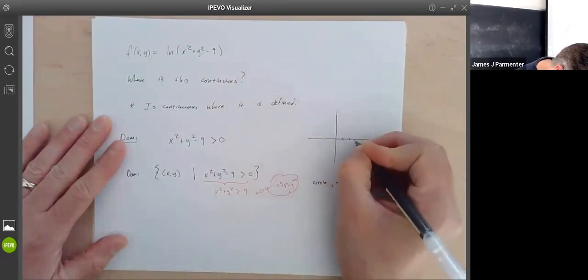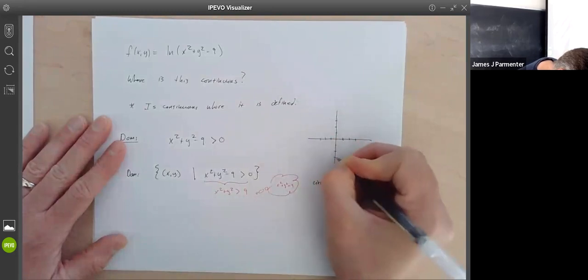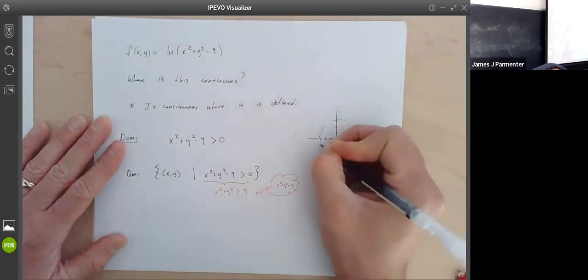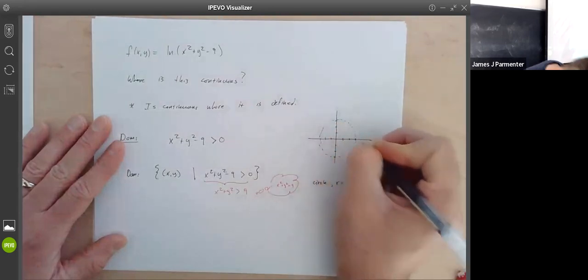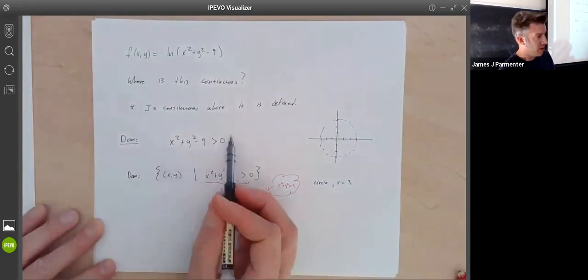So 1, 2, 3. We draw lots of circles in this class. Okay, so there is the border of my domain. And now we have to ask ourselves the question, do we want the insides or do we want the outsides? Well, let's pick the origin again. If I plug in 0 for x and 0 for y, is my inequality true?